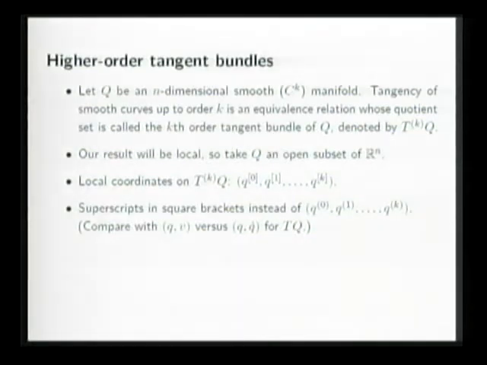For our result, we will take Q to be an open subset of R^n, since we will work locally, and our local coordinates will be written like this: q[0], q[1], up to q[k] in square brackets, not in round brackets. We will indicate the actual derivatives of a curve with round brackets, and you should think of these square brackets as analogous to (q, q dot) for TQ.